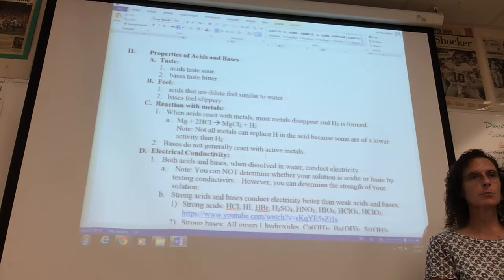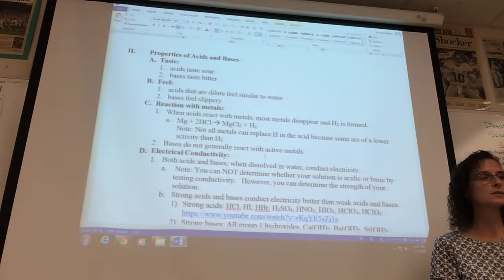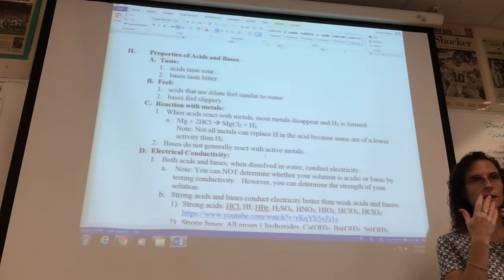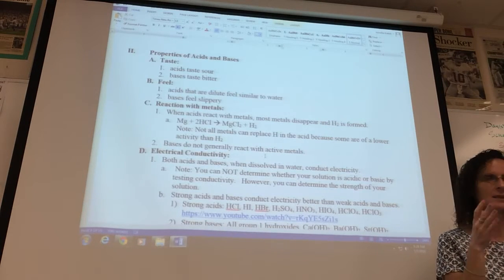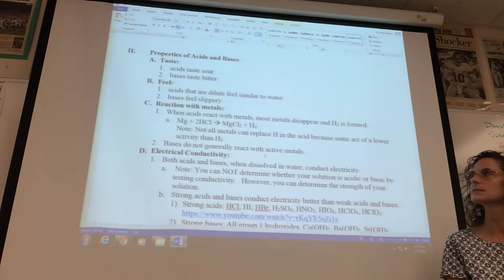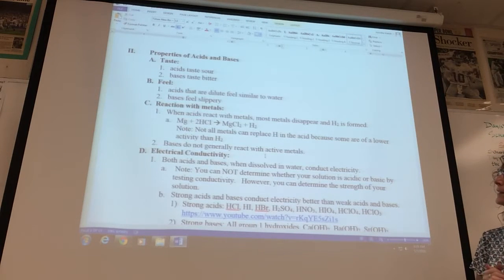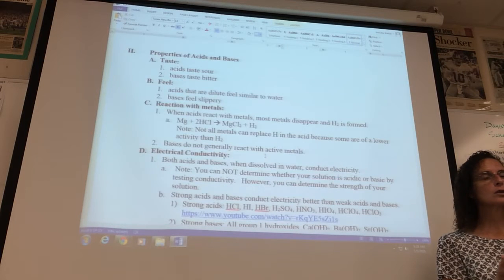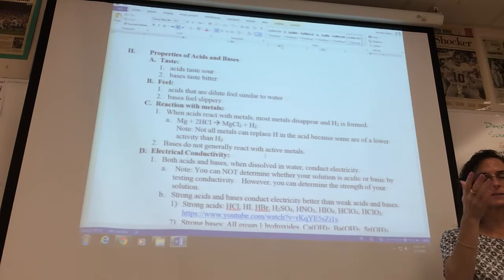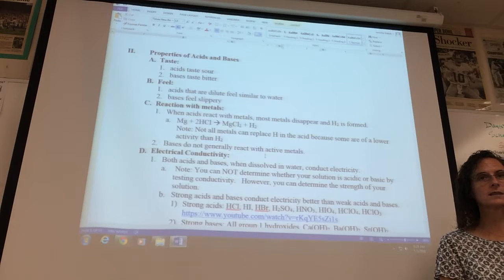Bases tend to taste bitter. These are your leafy greens, or if you're washing your face in the morning, you get a little soap in your mouth, you're like, it's yucky. It's a bitter taste. So they taste differently. They feel differently. Dilute acids feel like water. You wouldn't know it. Very strong acids, as we were talking about previously, can burn a hole right through your skin.